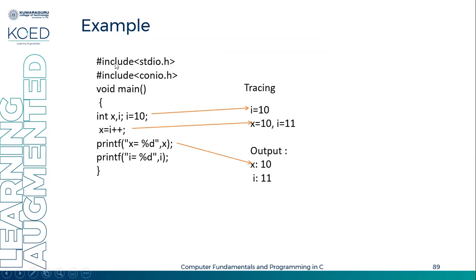We'll see an example here. Hash include stdio.h and conio.h, the console input output header files are added. I'm declaring void main. I'm declaring integer variables x, comma, i. I'm initializing i equal to 10. What am I doing? x equal to i plus plus. What will happen? First, the value of i will get stored in x. Then the value of i will get increased. So here the x value is 10 and the i value becomes 11. I'm printing the value x equal to percentage d, x. Output is x equal to 10, and i equal to percentage d, i, so the i value is 11.